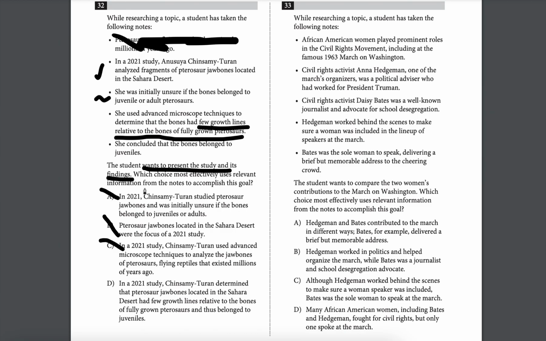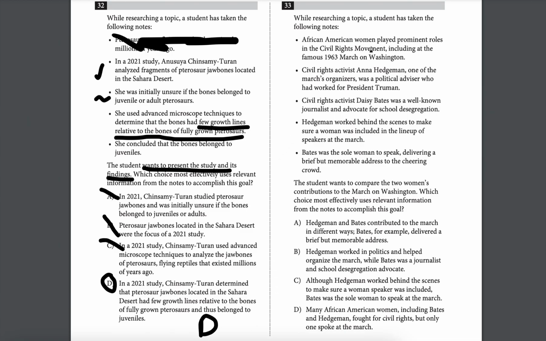So let's look at D. We know it's right, but in a 2021 study, this person determined that pterosaur jawbones located in the Sahara Desert had few growth lines relative to the bones of fully grown pterosaurs and thus belong to juveniles. And it does present findings here. So we're going to use that. D should be our correct answer.